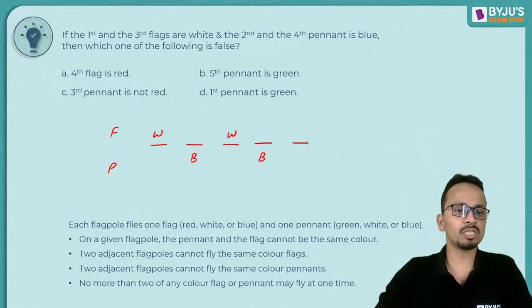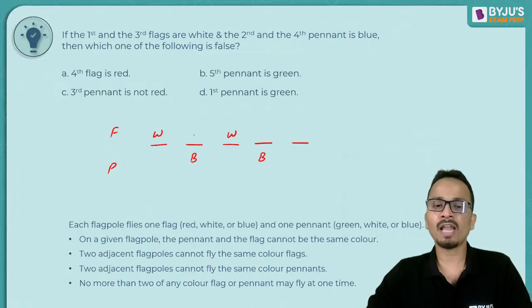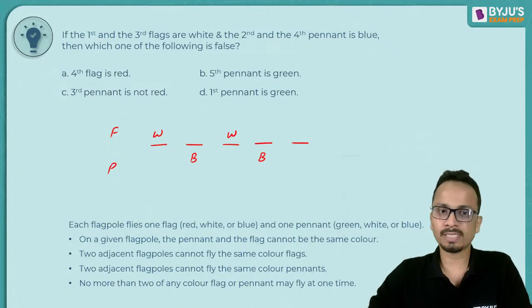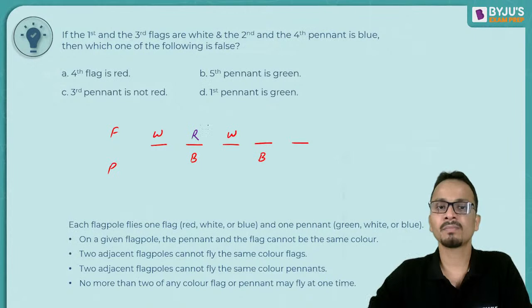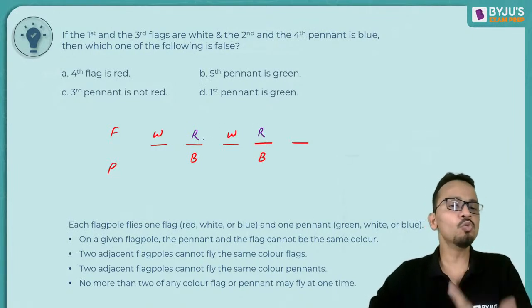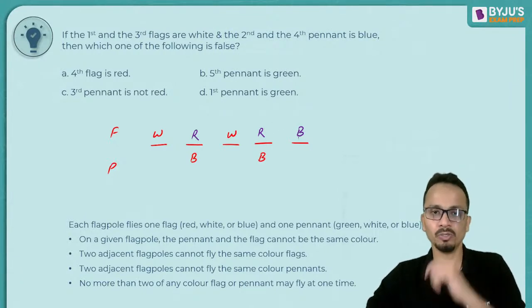Okay, now let's put the colors of all the other flags and pennants if possible. Now first flag is white and third is white. So in the middle, second flag cannot be white because two whites are already used. Pennant is blue, second. We are talking about the second pole. So second pennant is blue. So that means second flag cannot be blue. So it can only be red. Similarly, fourth flag will also be red. Two whites and two reds are already used. So the last flag has to be blue.